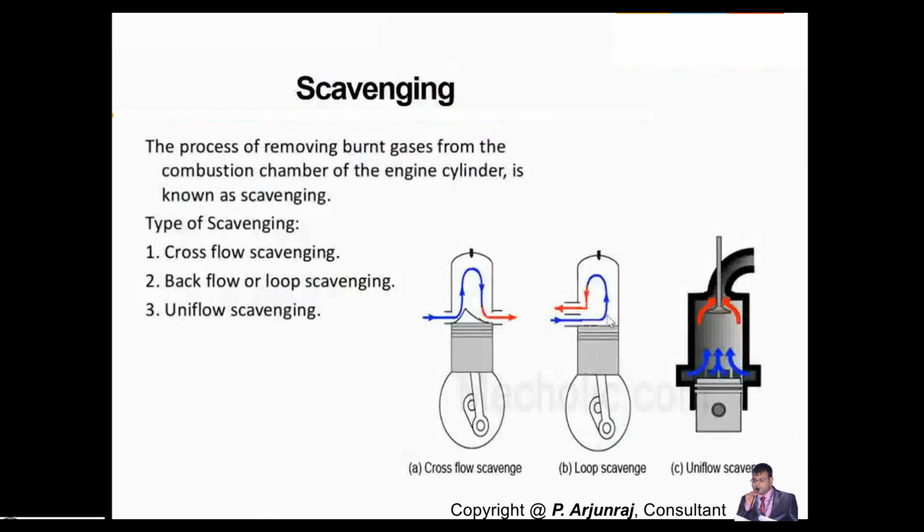So scavenging is applicable for a two-stroke engine basically, irrespective of the type. It can be a gasoline or a diesel engine. What is called scavenging? It is nothing but the process of removing the burnt gases from the combustion chamber of the engine cylinder. Basically, you are expelling the exhaust gas out. That is called scavenging. So you have three types of scavenging: one is cross flow scavenging, the second is backflow or loop scavenging, and the third one is the uniform flow scavenging.